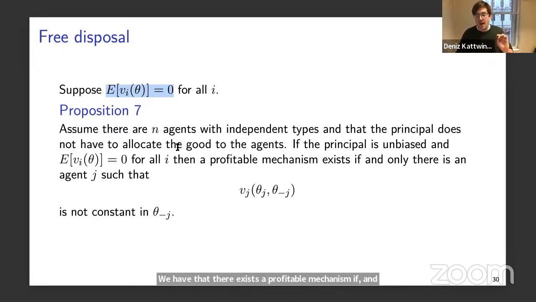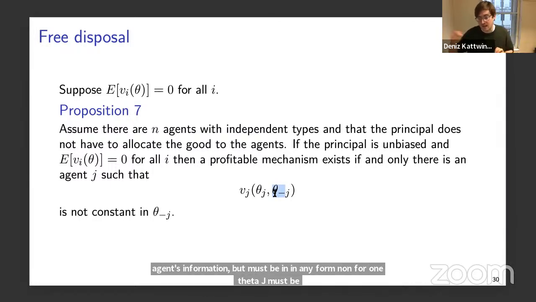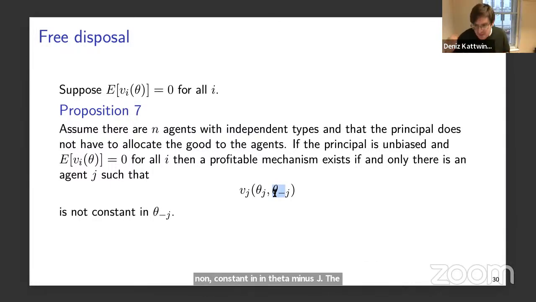agent. You have to find one agent who has interdependent types, or interdependent value, in the following sense: the value of allocating to this agent does not only depend on this agent's information, but must be in any form non-constant. For one, theta j must be non-constant in theta minus j, the information the others hold. Whenever this is the case, you know that there exists a profitable mechanism.